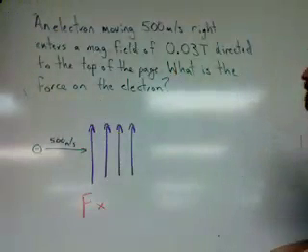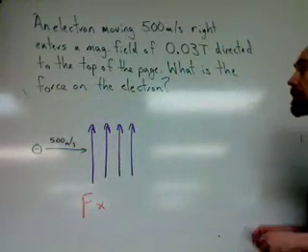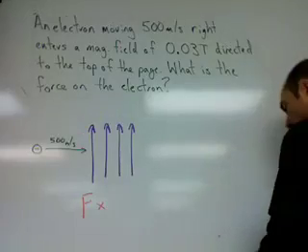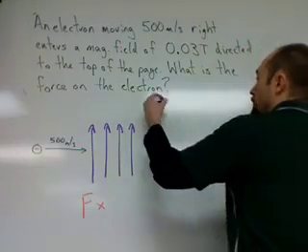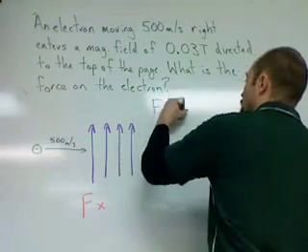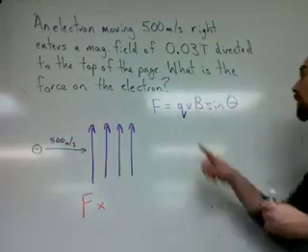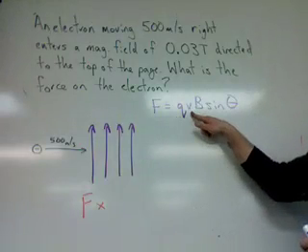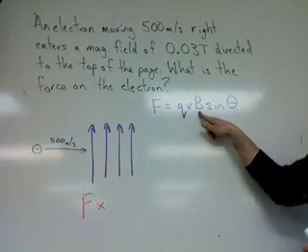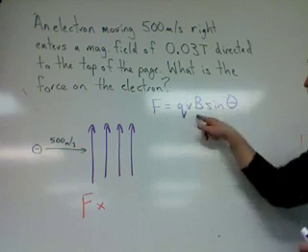But now I need to figure out how big that force actually is. To find how big that force actually is, we're going to use the formula F equals qvB sine theta, where q is the size of the charge, v is the velocity, B is the magnetic field strength, and theta is the angle between V and B.